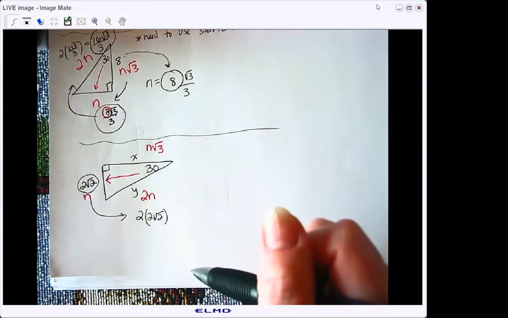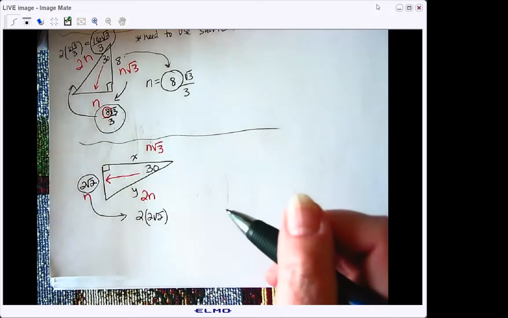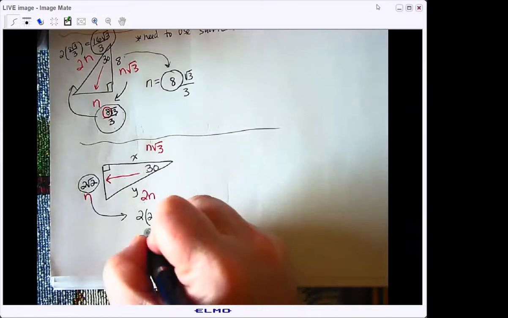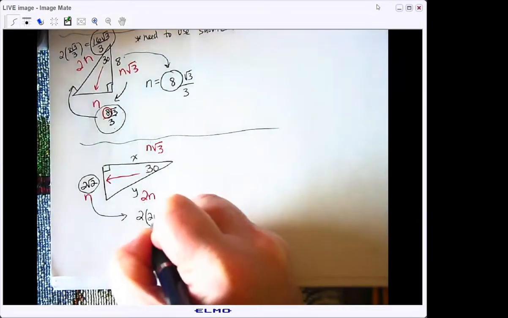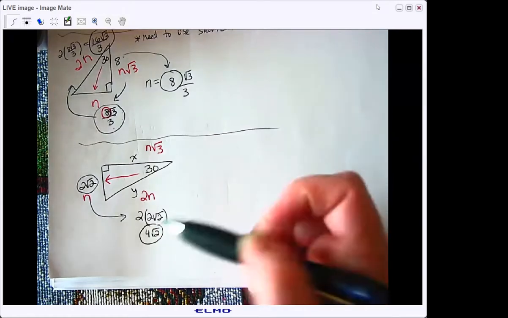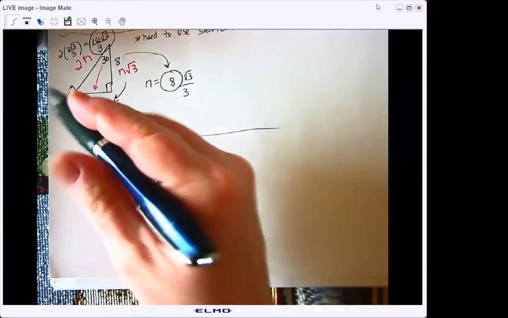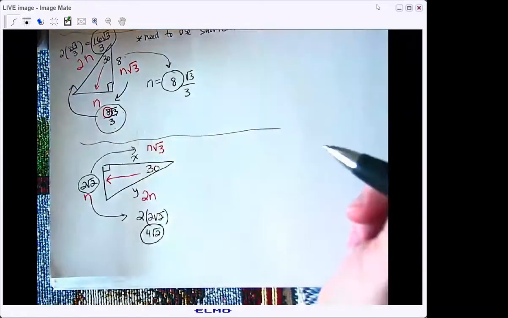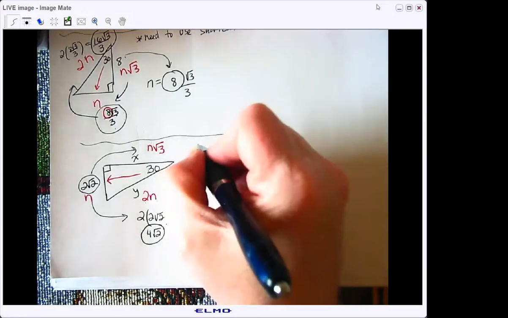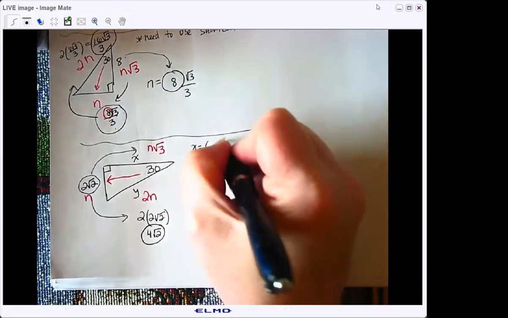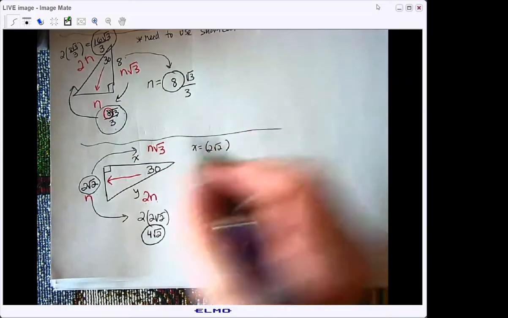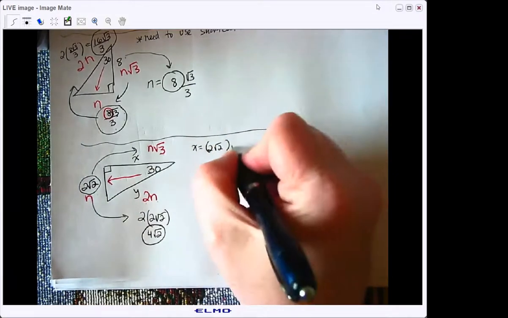Okay. So what would I get when I multiply 2 root 2 times 2? 4 root 2. Awesome. 4 root 2. So there's my 2n. So I took my n and went 2n. And let's take our n and do the same thing up here. So x is going to equal n root 3. But my n is 2 root 2 times the root 3.